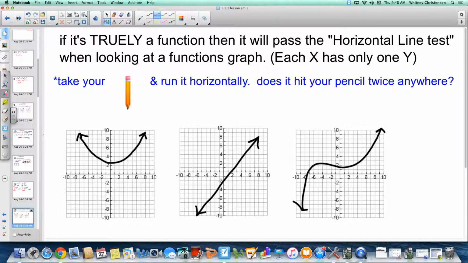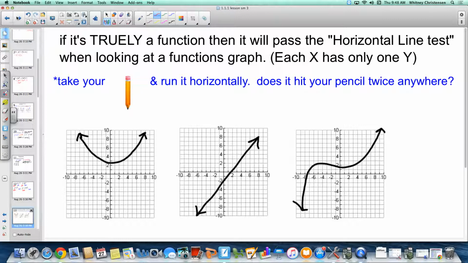And those are going to continue to grow up that way forever. So is it ever going to hit my pencil twice up and down in one spot? No, so this is truly a function right there. Sweet. Now look at the line. If I'm going across, does it ever hit my pencil twice in one spot? No, so that would be a function.